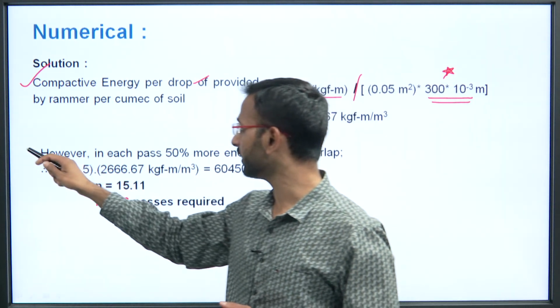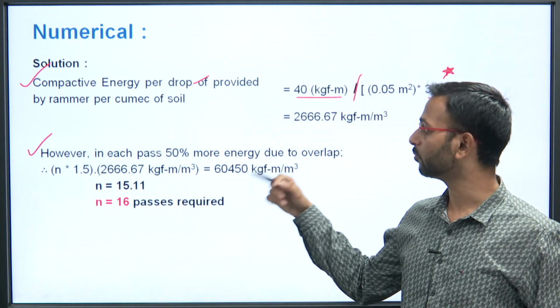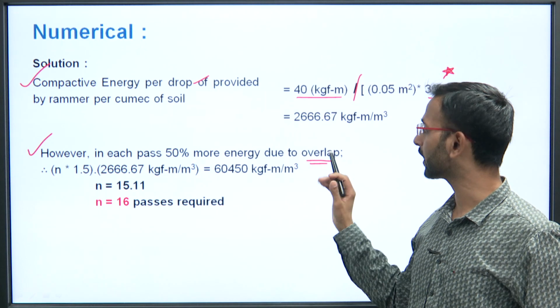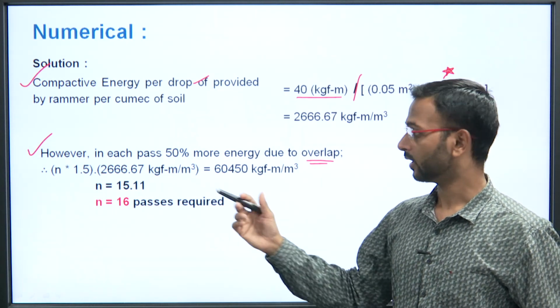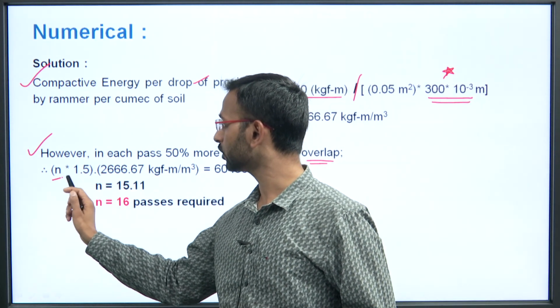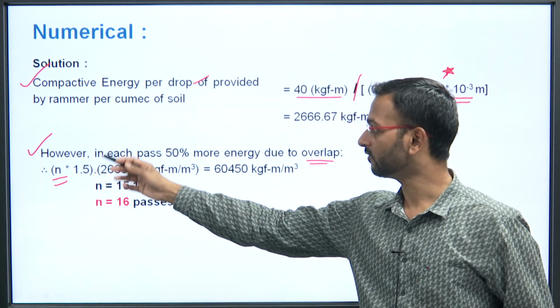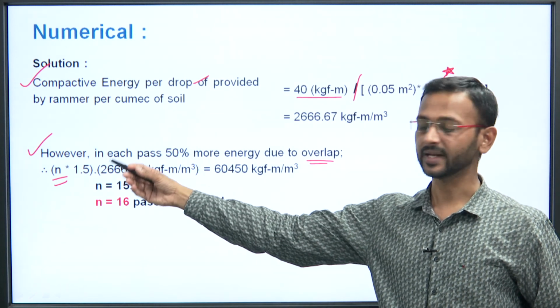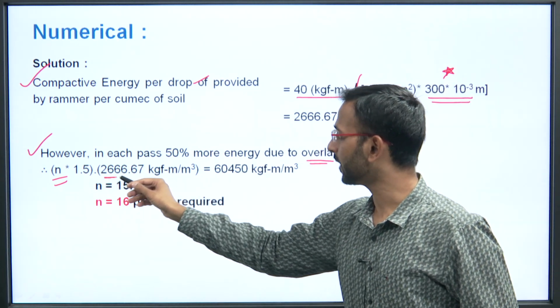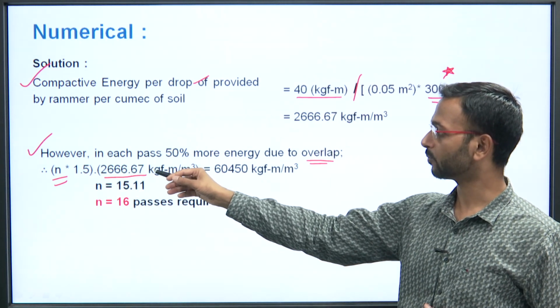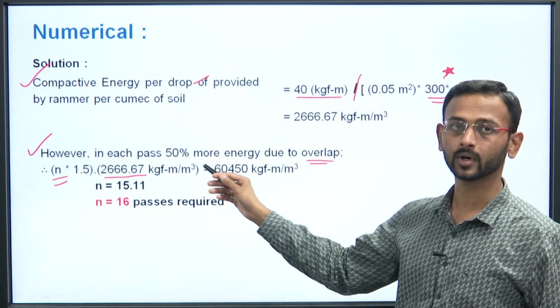However, in each pass there is 50% more energy due to overlap. So overlap was there, that I showed you in the figure. So actually, if we consider n number of passes, we will be taking 1.5 times n, into 2666.67 kilogram force meter per meter cube for each pass.